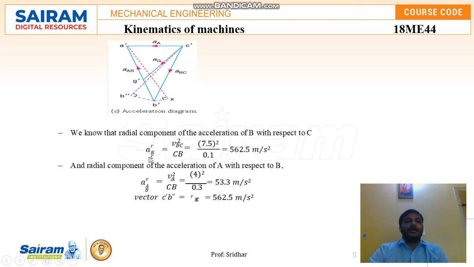Now we can see A dash, B dash, C dash. Along with that, the acceleration component is also moving, and in this highlighted color, the direction indicates the vectors of that particular A dash, B dash and C dash. The radial component of the acceleration of A with respect to B is now 53.3 meters per second squared, and with respect to C and B it is 562.5 meters per second squared.